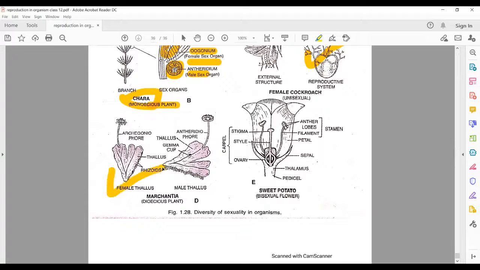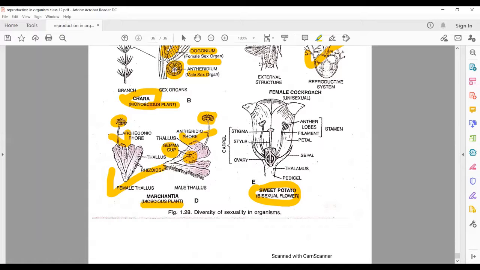And this is how Marchantia looks here. Dioecious means two separate individuals will be there, the archegoniophore and the antheridiophore. On the archegoniophore there is the presence of archegonia, and on the antheridiophore there will be production of antheridia. Now let's talk about this vegetative structure seen on the thallus, the gemma cup. The gemma cup helps in vegetative propagation. Now, this is the sweet potato bisexual flower shown here, which is very commonly understood by you.